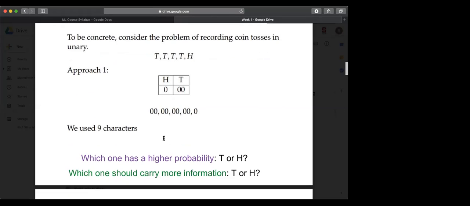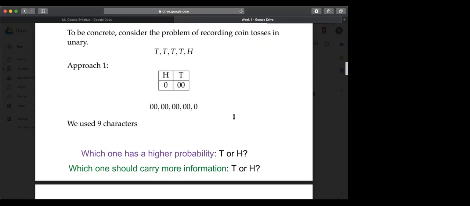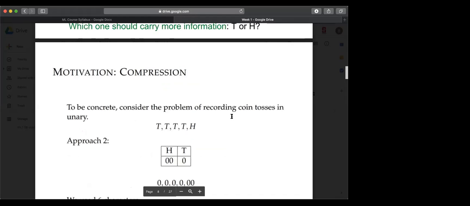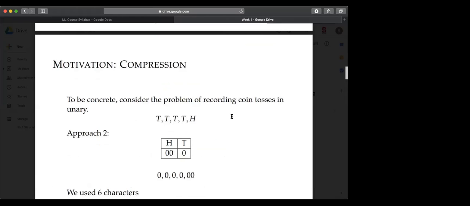So it asks which one has the higher probability? Tails. And which one should carry more information? Heads. Exactly. So that means our encoding scheme is not actually very efficient. You get more information out of the fact that there's 1 heads in your whole event space than from knowing that there are 4 tails. We'll expand more on that idea a little further down.